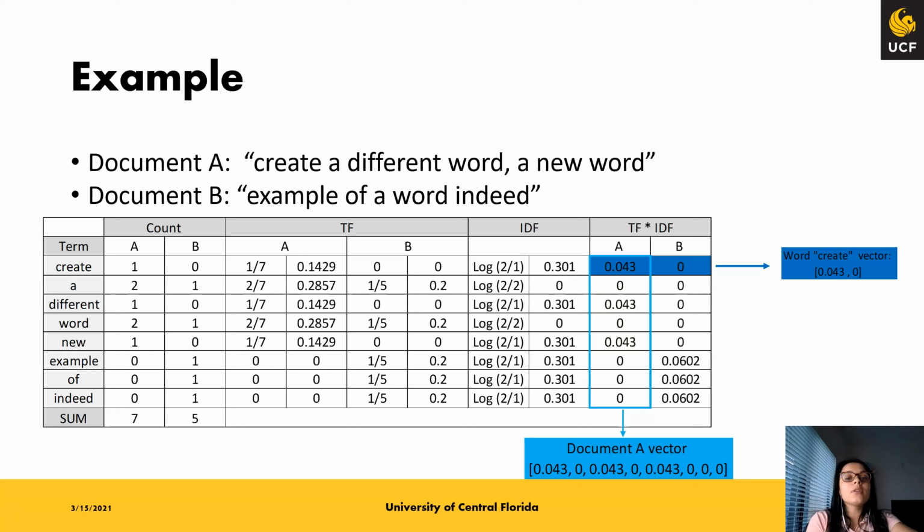We will calculate the TF, that is the term frequency. So we know that we have in document A 7 terms. So the term create appears 1 time in document A.